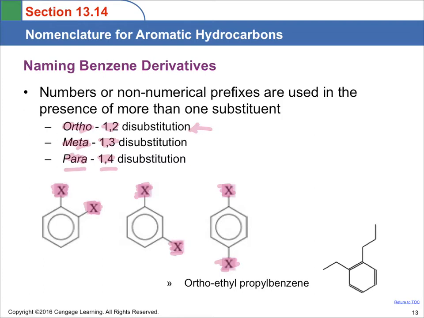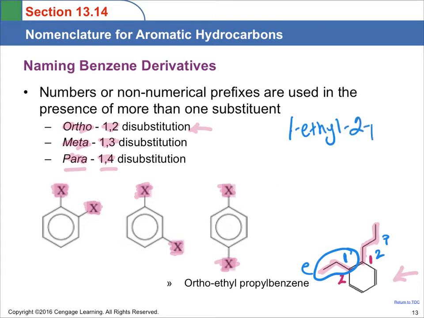So if we look at this example, we've got 2 groups. We have a propyl group, this 3-carbon group, and an ethyl group. If we number the ring, we can put groups on 1 and 2, or we could go the other direction and put ethyl on 1 and propyl on 2. So the ethyl on 1 is the best choice because E comes before P. So if we wanted to name this with numbers, we would have 1-ethyl, 2-propyl, benzene.